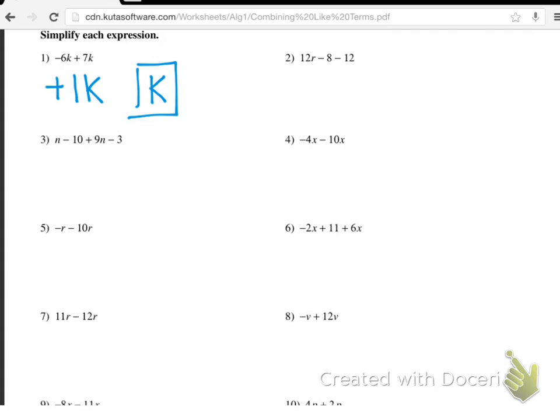Let's come over here to number 2, 12r minus 8 minus 12. Which ones are alike? Is it the 12r and the 12? Or is it the 8 and the 12? We want to find like terms in order to combine. So which ones are like terms? Hopefully you see it. It's the two constants, the 8 and the 12, the ones without the r. They did this to trick you, of course. They put a 12 on the r, thinking you would think these two are like terms and see if they could trick you up a little bit, but hopefully they didn't.